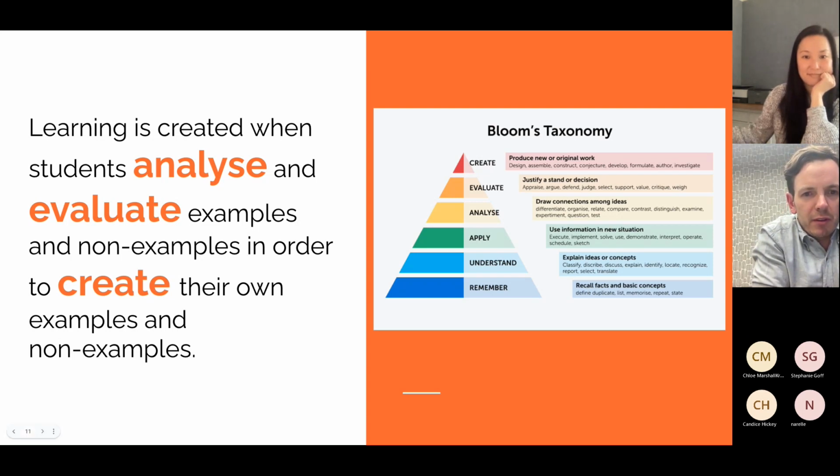And there's Bloom's on the screen. Yeah.